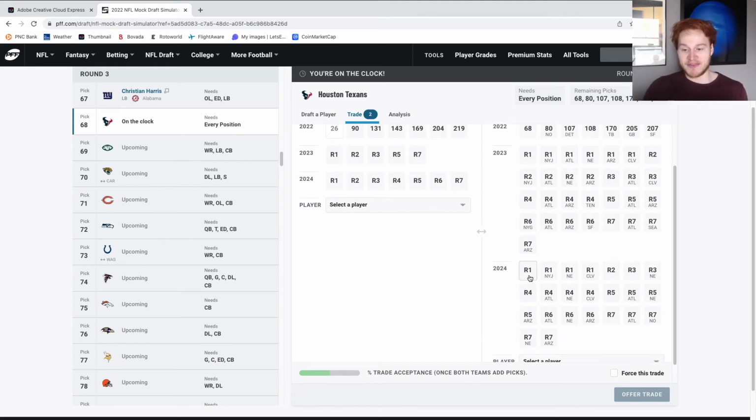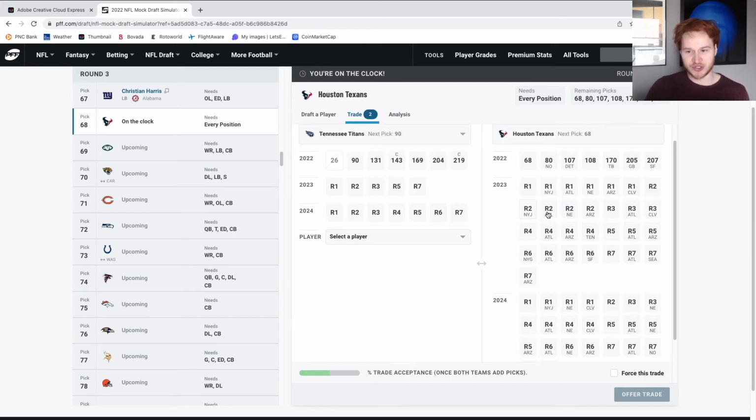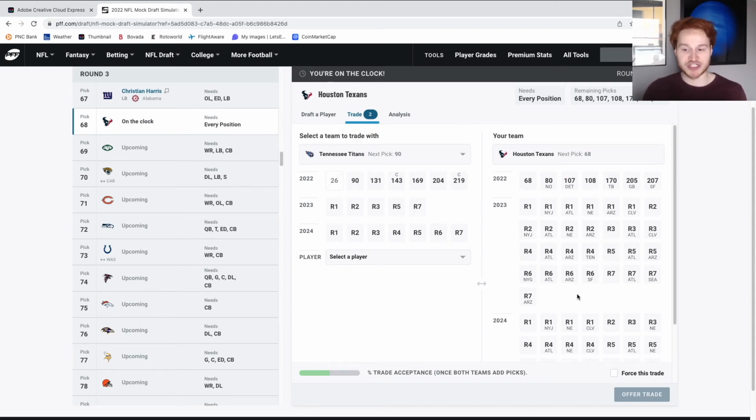But then we also have 4 first rounders in 2024. Only one second round. How many second rounders? 1, 2, 3, 4, 5. 5 second rounders in 2023. All right, we're just going to try and get a bunch of second rounders now.